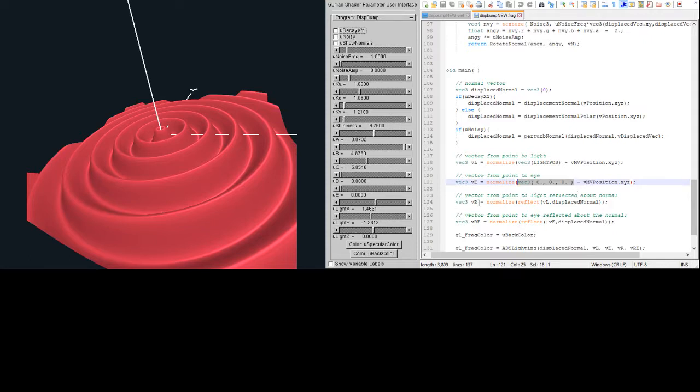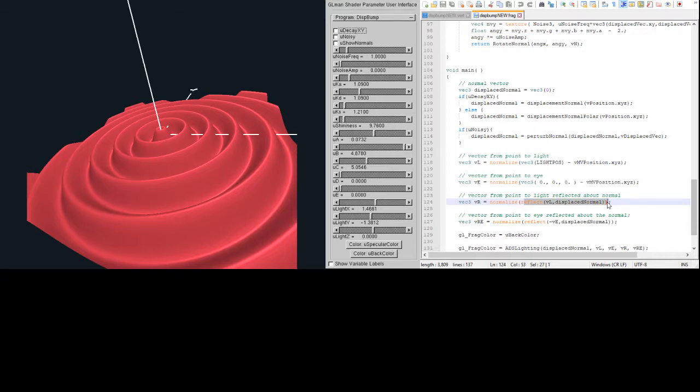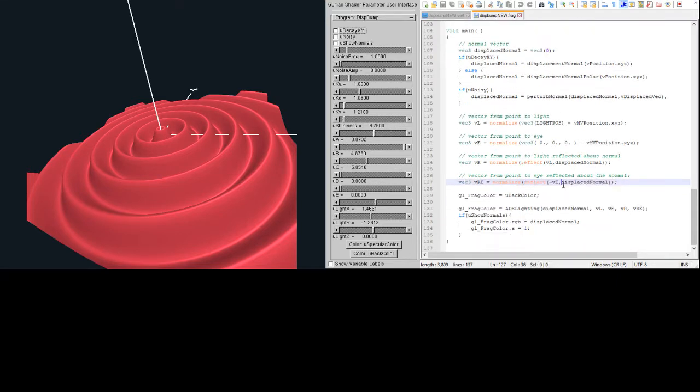And then I get the vector from the point to the light reflected about the normal, right? So that's reflecting it about the normal. I'm waving my hand as if you can see it, but obviously you can't. So this VL is from the point to the light, and this is my displaced normal. So I'm reflecting VL across my normal vector. Maybe you know what that means. Hopefully, if you don't, you can Google it, and it's pretty clear. And then here I'm reflecting the point to the eye about the normal. And this negative here ended up being important. I can't remember why right now, but it is important.